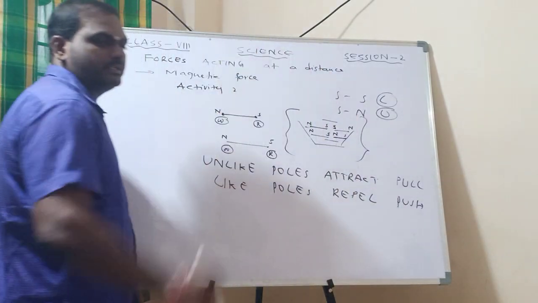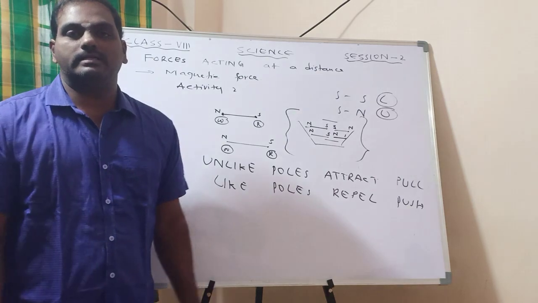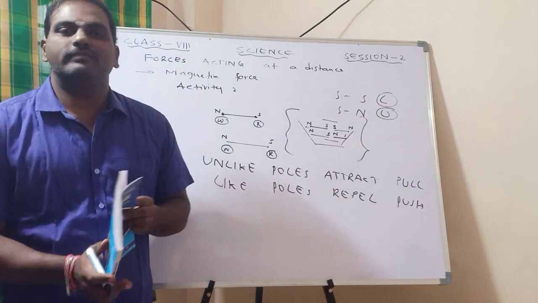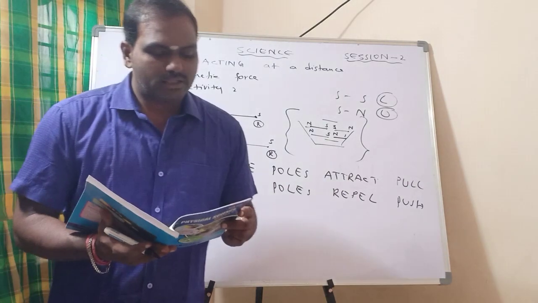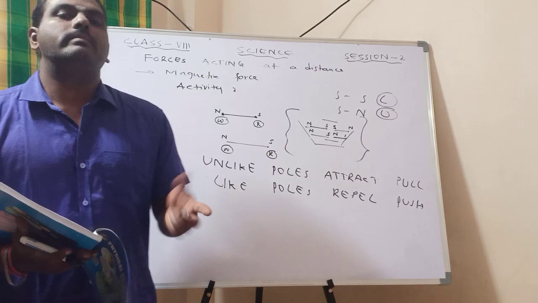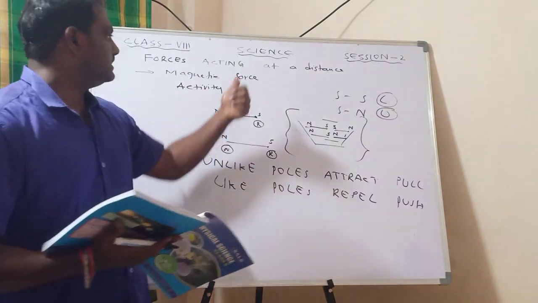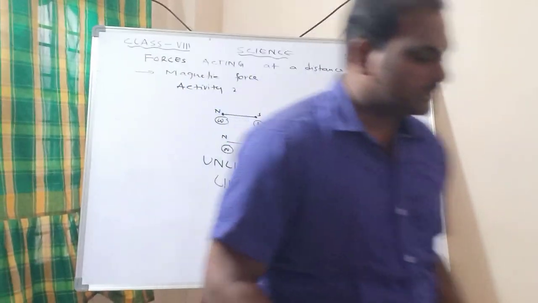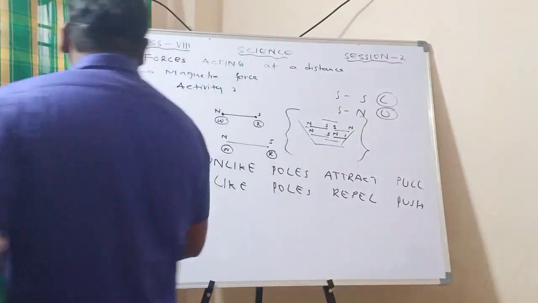So what is the first definition we have done? Whether pull or push, it can be called a force. Here, without direct contact, it is getting force. That you have to learn from this activity. Okay. So the action of pull or push arises due to magnetic force. Why was it coming? Because it is arising from the magnetic force. Okay. So this is the activity. From this activity we have learned this one.